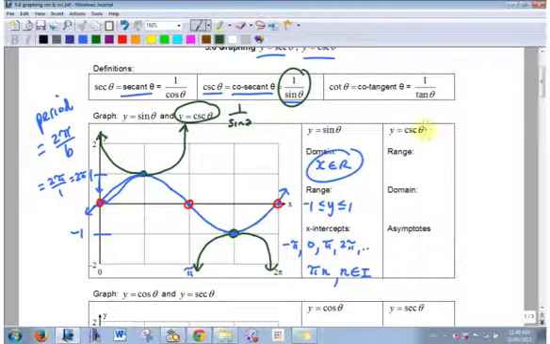So what's my range of the green graph? What are my y values? Well, y goes up to positive infinity and comes all the way down to 1. Y is all the values greater than or equal to 1. And y are all the values less than or equal to negative 1.